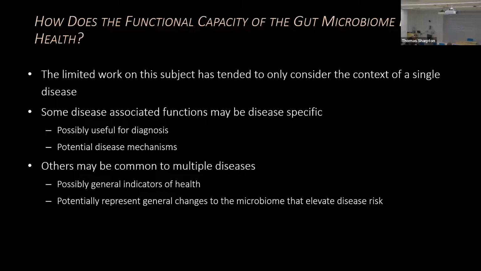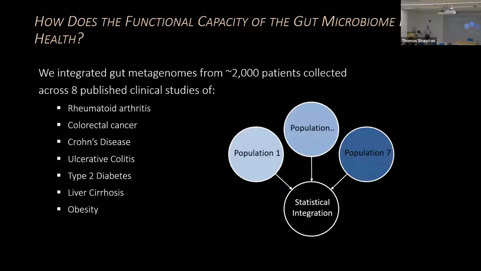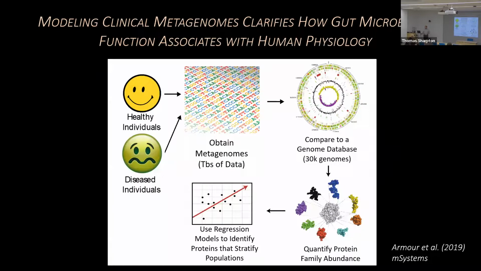And so what we did is we took, at the time, all the publicly available human gut metagenomic data that had been produced. This represented metagenomic sequences from across 8 different clinical studies of the microbiome. And we integrated them into a statistical framework. And this allowed us to identify gene families that were encoded in the microbiome that were disease specific versus those that were disease common.